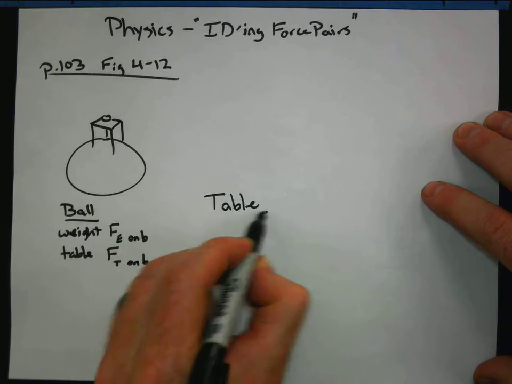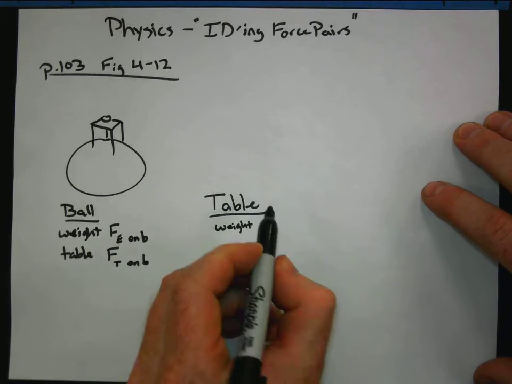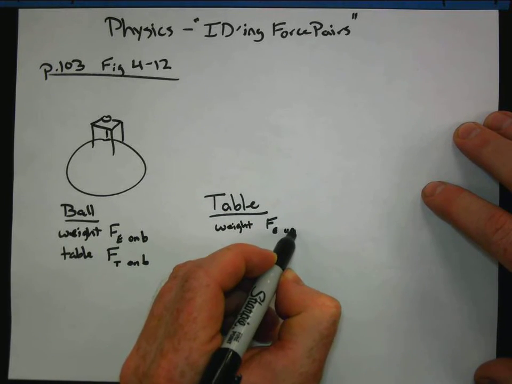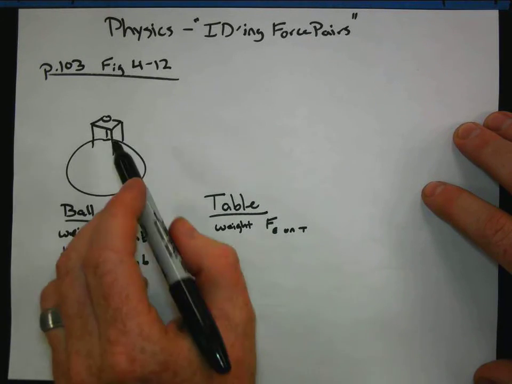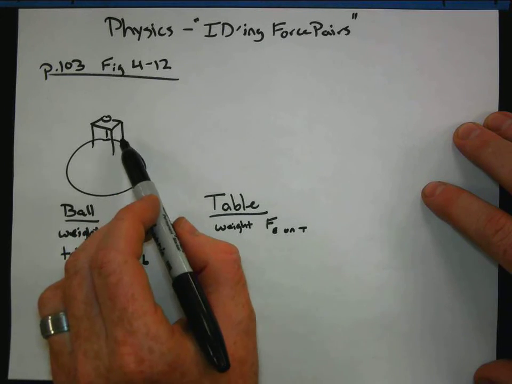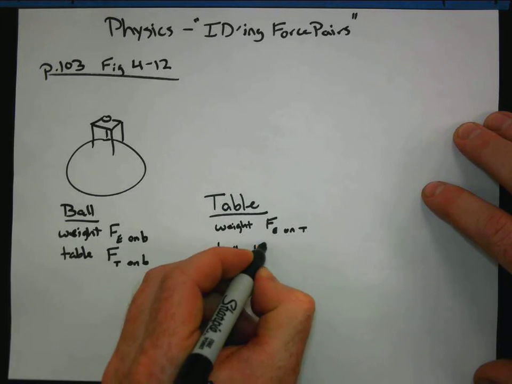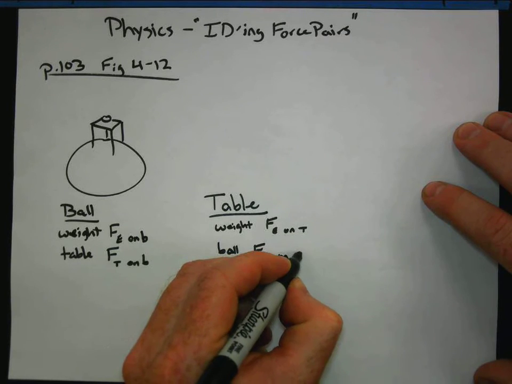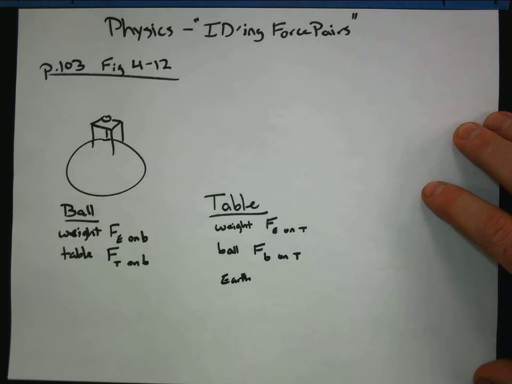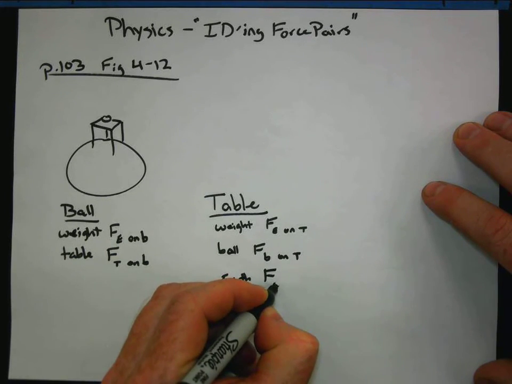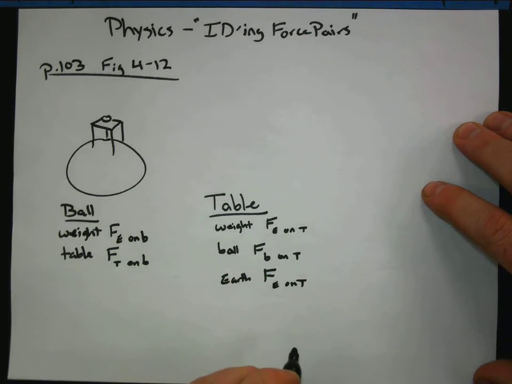Now I'm going to look at the table. So at the table, obviously there's weight, and that is the force of Earth on the table. And now the table, though, is in contact with two things. It's in contact with the ball, and it's in contact with Earth. So the ball is interacting with the table. This is going to be force of the ball on table. And then Earth itself is interacting with the table. We have a force of Earth. This is going to look weird. Earth on table. It looks like we have that twice.